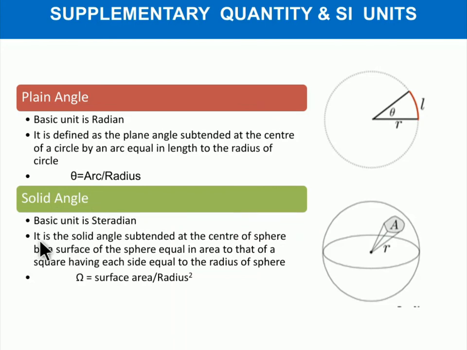Solid angle. It is the solid angle subtended at the center of a sphere by a surface of the sphere equal in area to that of a square having each side equal to the radius of the sphere. It is given by solid angle equals surface area upon radius square. The basic unit of solid angle is steradian.